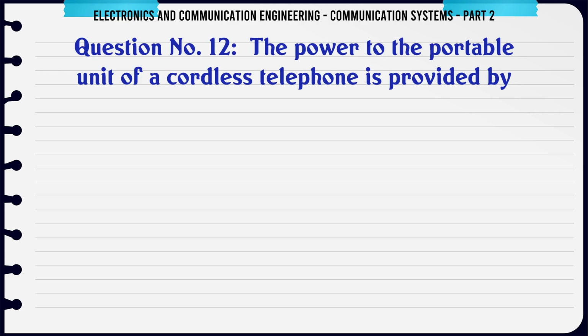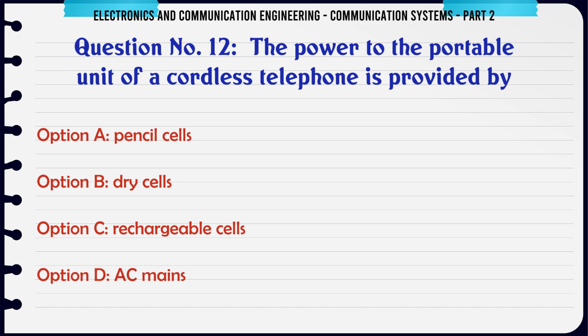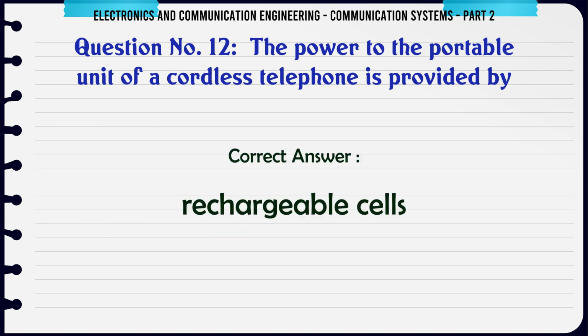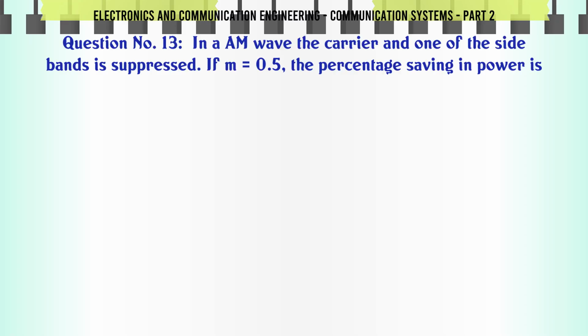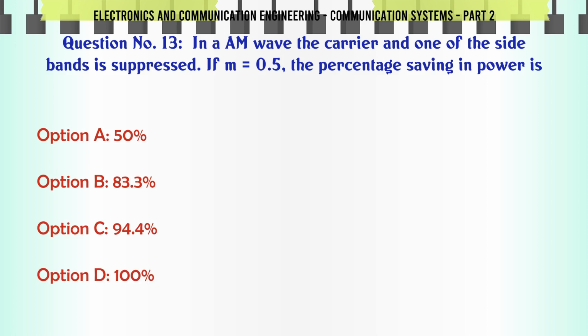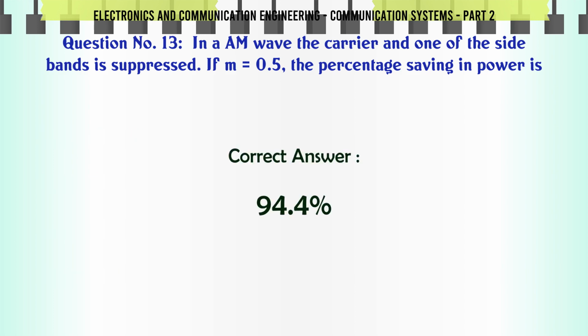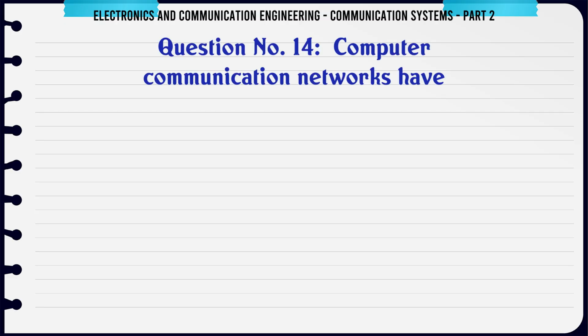The power to the portable unit of a cordless telephone is provided by: A. Pencil cells, B. Dry cells, C. Rechargeable cells, D. AC mains. The correct answer is rechargeable cells. In an AM wave, the carrier and one of the sidebands is suppressed. If m is 0.5, the percentage saving in power is: A. 50, B. 83.3, C. 94.4, D. 100. The correct answer is 94.4.